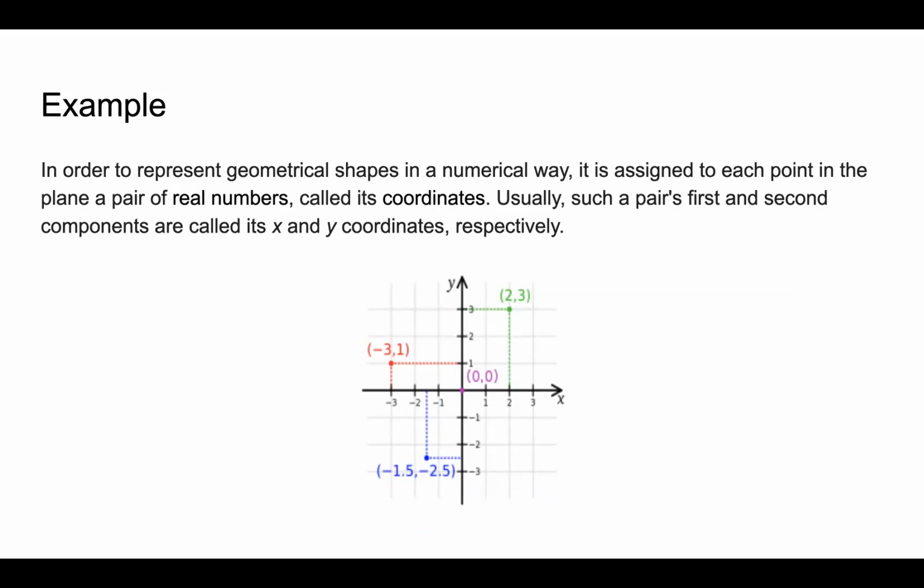Then here the coordinate plane is given, which is an example of ordered pairs. We can see here X is -3, Y is 1. So here it is the X axis.